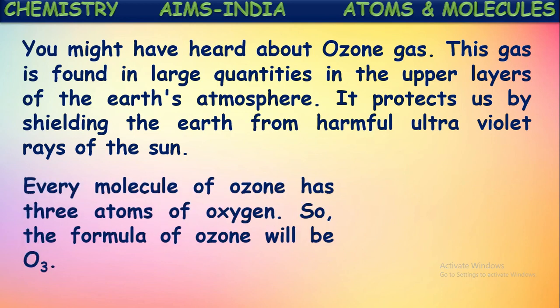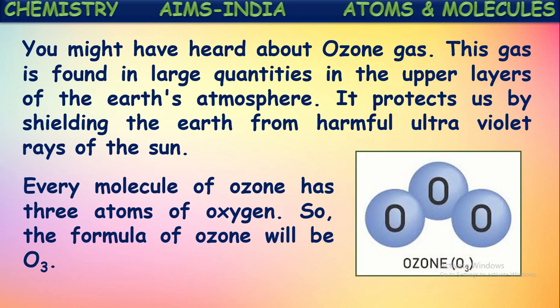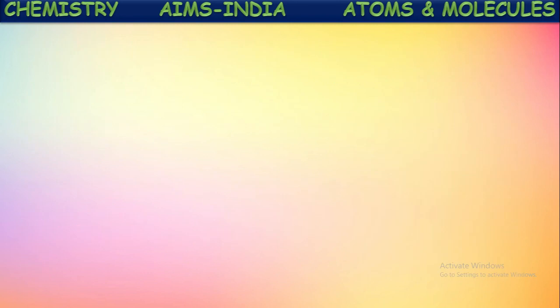Anyhow, here every molecule of this ozone gas has 3 atoms of oxygen. Actually, this ozone gas is also made up of the element oxygen only. But here, 3 atoms of oxygen combine together to form one molecule of ozone. So, the molecular formula of ozone will be O3. Here, O represents the element by which it is formed, and this number represents the number of atoms of that element combined to form one molecule of that substance. O3 represents that in each molecule of ozone there are 3 oxygen atoms combined. Understood? Next.